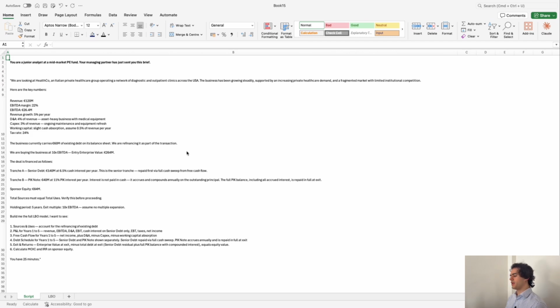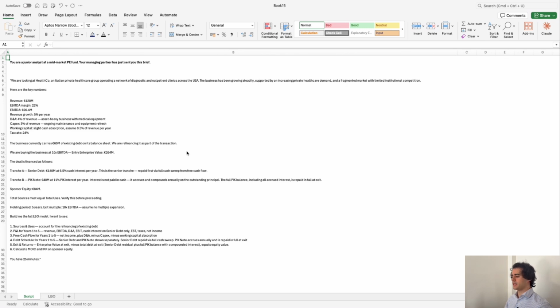So it's repaid first via full cash sweep from free cash flow. Tranche B, PIK Note, so 40 million euros at 11% PIK interest per year. So interest is not paid in cash, it accrues and compounds annually on the outstanding principal. So the full PIK balance, including all accrued interest, is repaid in full at exit. Sponsor equity, 84 million euros.